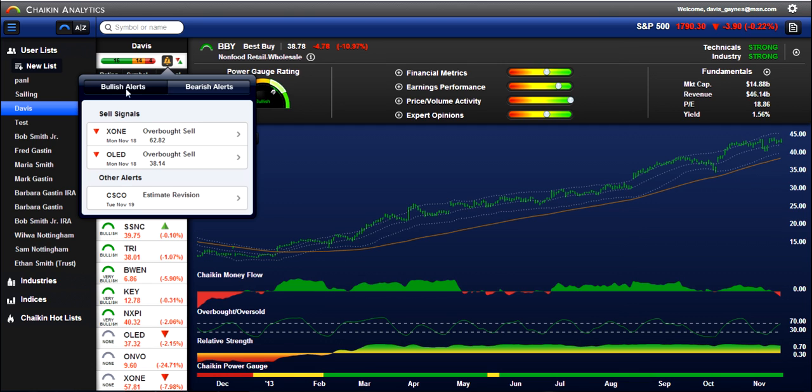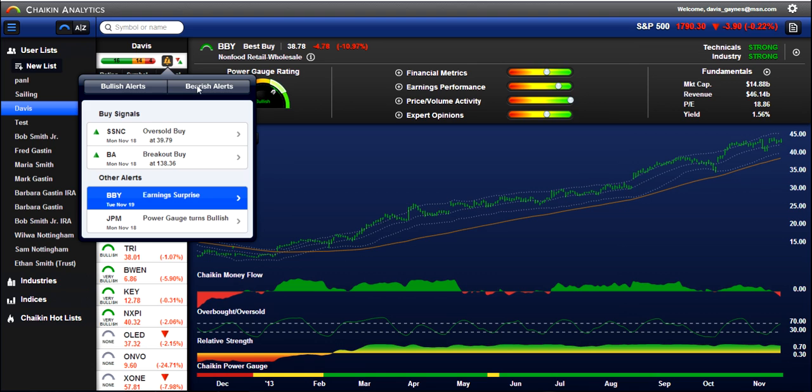And I would stress these buy and sell, bullish and bearish alerts are not necessarily Chaikin telling you to buy or sell a stock. They're simply pieces of information that are particularly important as you consider whether or not you want to own a stock.